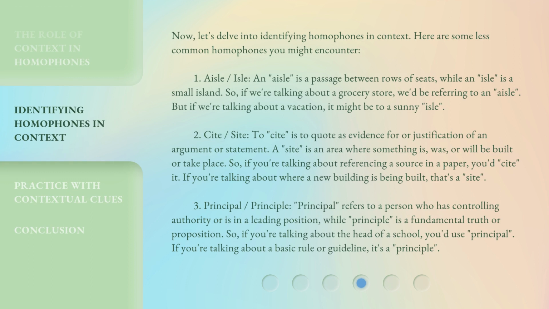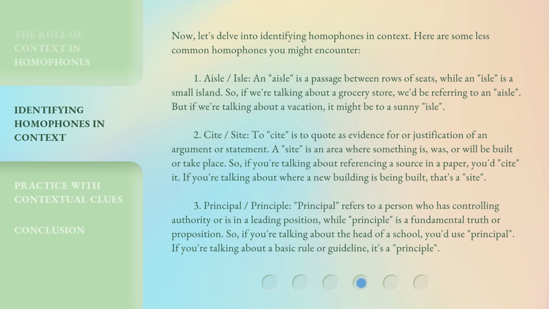Now, let's delve into identifying homophones in context. Here are some less common homophones you might encounter. 1. Aisle. An aisle is a passage between rows of seats, while an isle is a small island. So, if we're talking about a grocery store, we'd be referring to an aisle. But if we're talking about a vacation, it might be to a sunny isle.